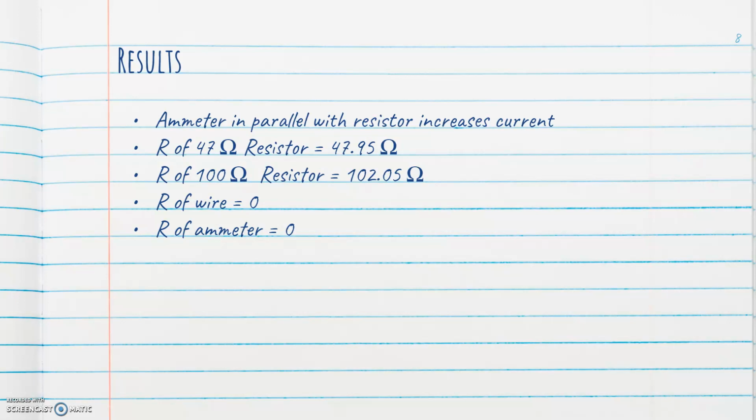For more results, when you put the ammeter in parallel with the resistor, it increases the current, because the current can now flow through the ammeter with relatively 0 resistance instead of having to go through the resistor itself. The resistance of the 47 ohm resistor was 47.95 ohms, the 100 ohm was 102.05 ohms, and there is 0 resistance in both the wire and the ammeter.